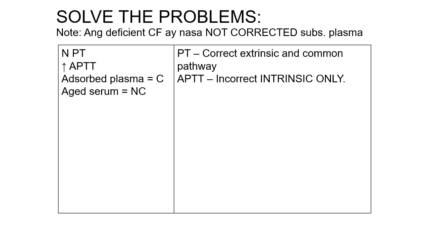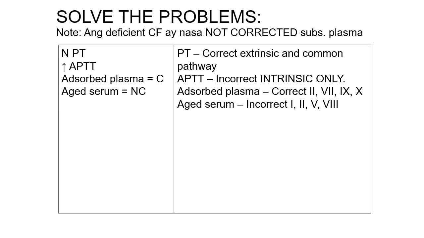Prolonged APTT, incorrect lang ang intrinsic pathway lang dahil this nga sa PT, common pathway is corrected. Okay, sa adsorbed plasma naman, correct daw ang levels of your 2, 7, 9, and 10. Kasi nga na-correct. Okay? Ibig sabihin, okay lahat ng levels. Sa H serum naman, dito ang focus natin, not corrected. Incorrect either yung 1, 2, 5, and 8.